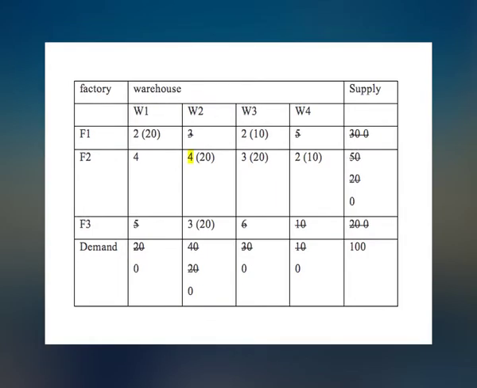For the next step, we are left with the only cell, that is F2W2. Since demand and supply value is equal, we will assign 20 to the cell and both demand and supply row and column will be 0.